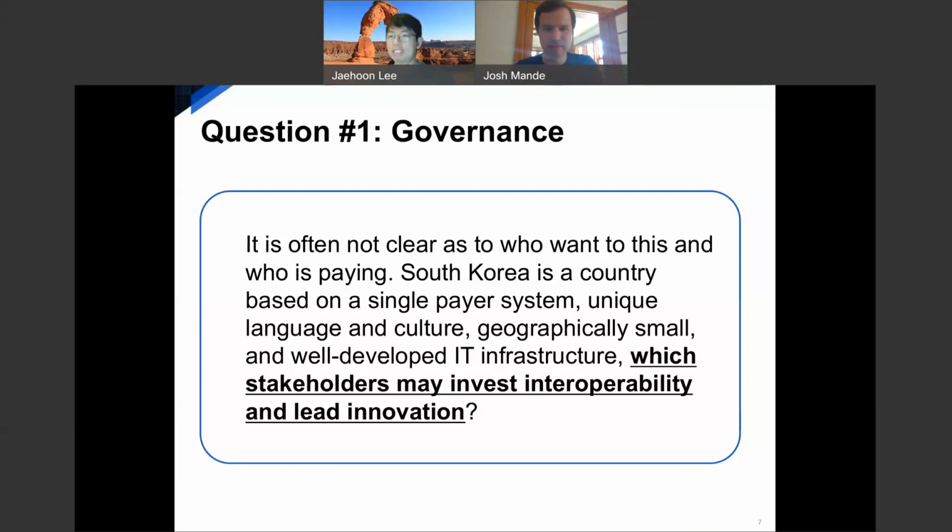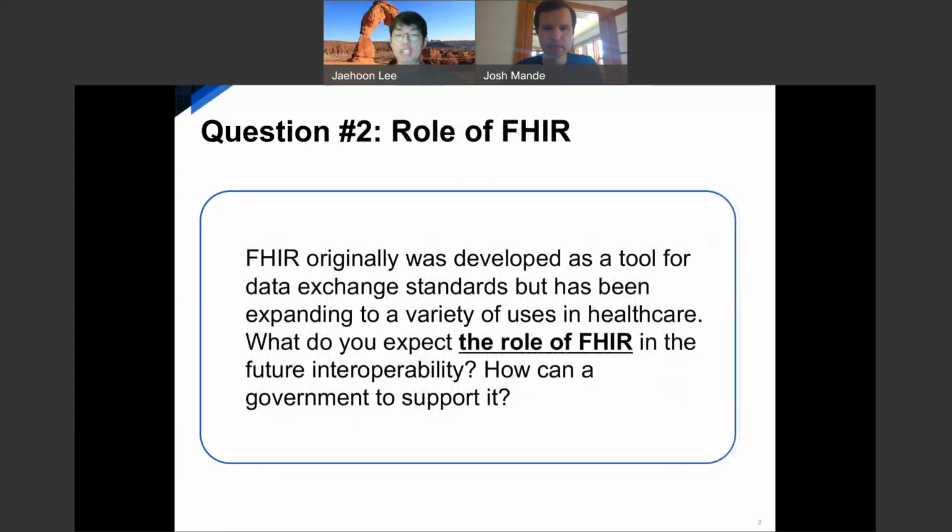Oh, okay. Yep, that sounds reasonable. Okay, thank you. We will cover governance in the rest of the questions as well, because like I said, these are huge questions with overlaps. Let's just move on to the next question, role of FHIR.